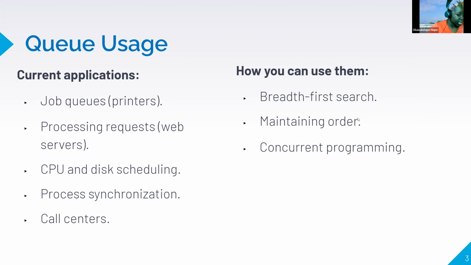So in current applications, take the way printers process jobs. I don't know if you've used a particular printer that a lot of people have to use, where you send something to the printer. People send things to the printer, and the way it processes them is the first job that arrives is the first job that's going to be printed. So that is one application of where queues are used.